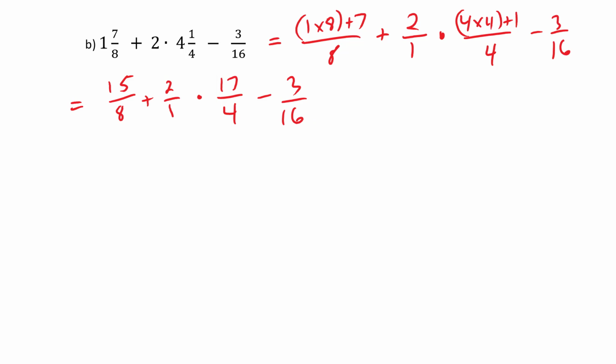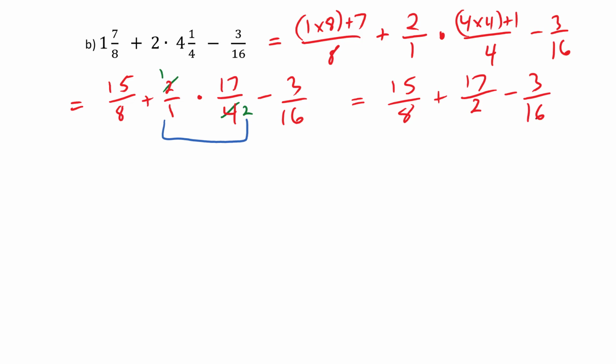Following the rules of BEDMAS, what do we have to do first? We have to do multiplication before we do addition or subtraction. Can we simplify? Yes, we can. I have a 2 here and I have a 4 there. I can take a 2 out of the top and the bottom. This then becomes 15 over 8 plus 17 over 2 minus 3 over 16.